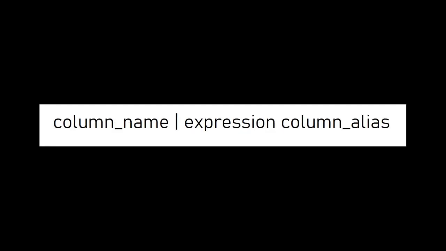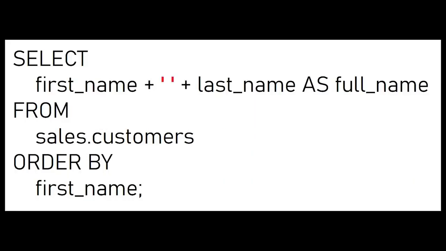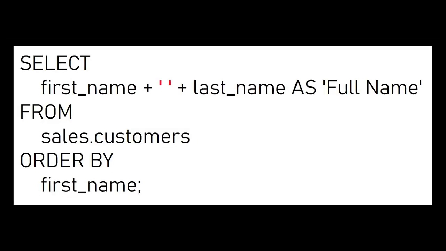The following illustrates the column alias syntax. In this syntax, you use the as keyword to separate the column name or expression and the alias. Because the as keyword is optional, you can assign an alias to a column as follows. Back to the example above, you can rewrite the query using a column alias. Note that if the column alias contains spaces, you need to enclose it in quotation marks as shown in the following example.